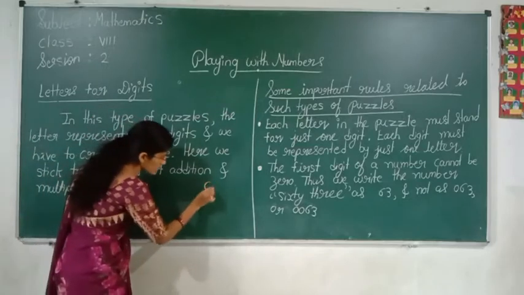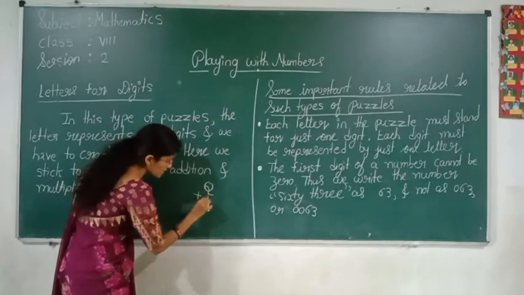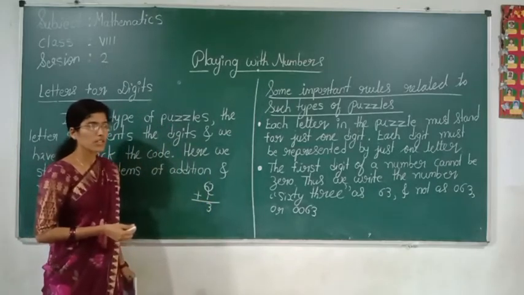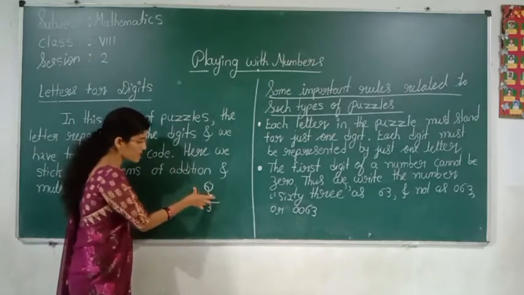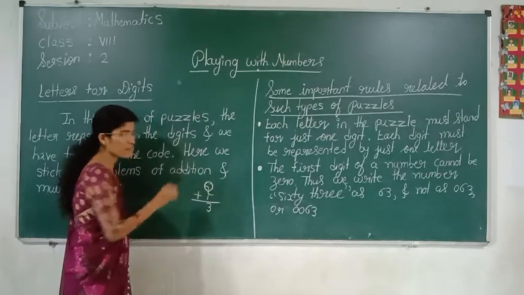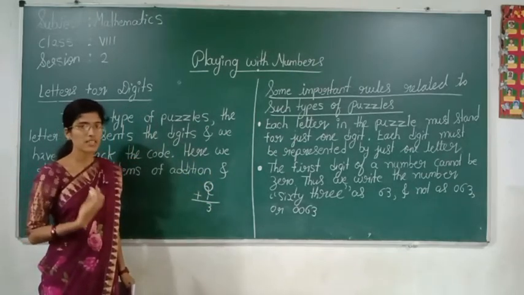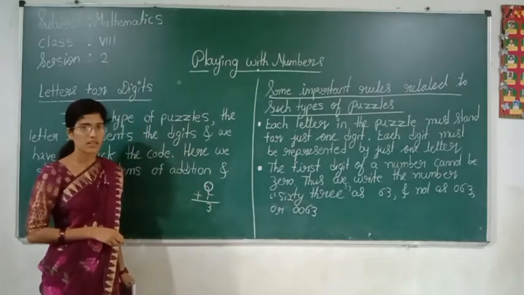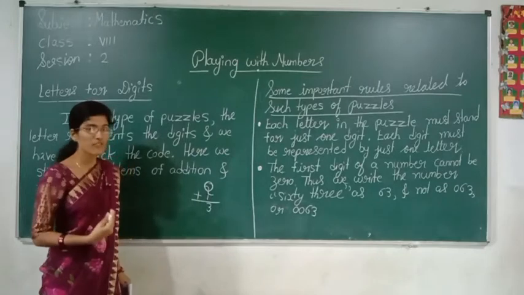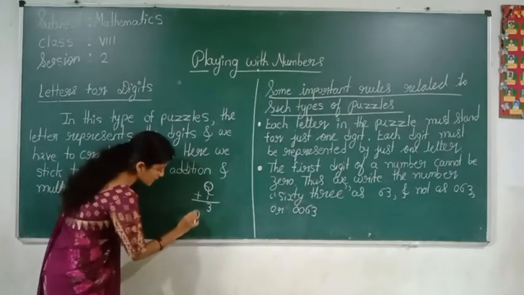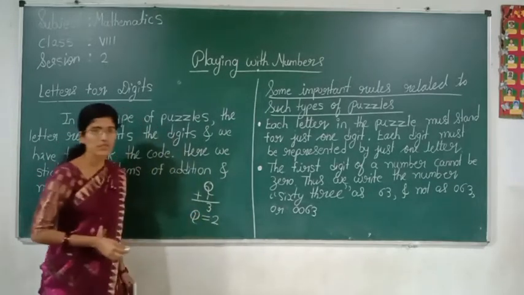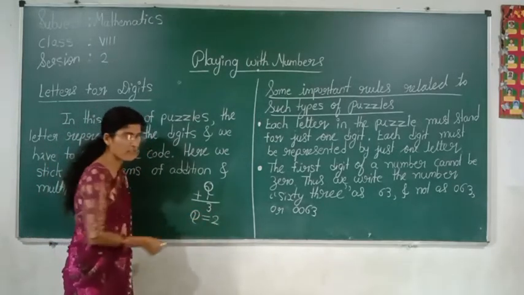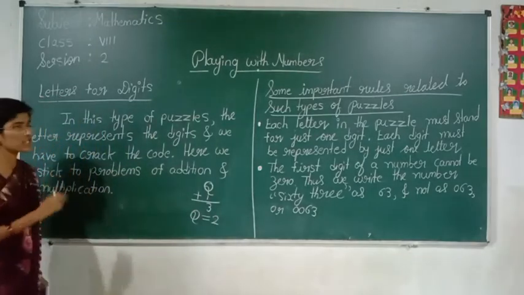Suppose I ask you, q plus 1 is equal to 3, when? See here, in this type of puzzle a letter stands for a digit. Now tell me, when is q plus 1 equal to 3? When the q value is 2, right? When q is 2, 2 plus 1 is equal to 3. Here the letter stands for a digit. This is letters for digits.